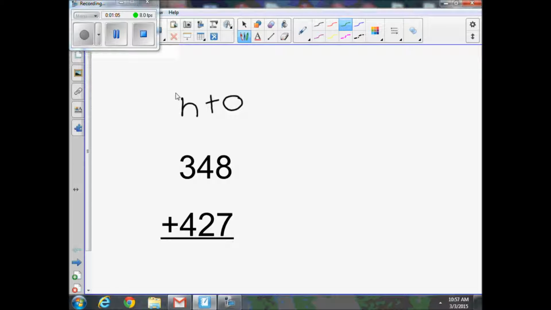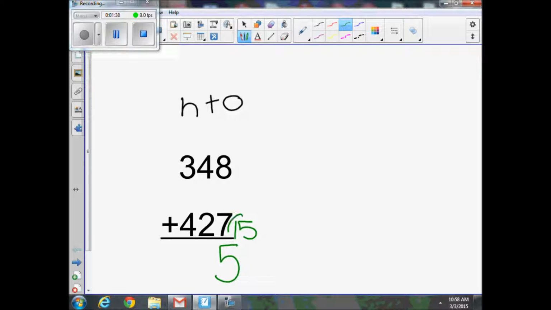And now we know we're going to start in the ones place. What does it say in the ones place? 8 plus 7 equals 15. 15 is a two-digit number. We can't put both of them down there. So what's the value of that 15? 1 ten. So what number can go down here in the ones place? 5 ones, absolutely. And then we need to take that 10 and put it where it goes.